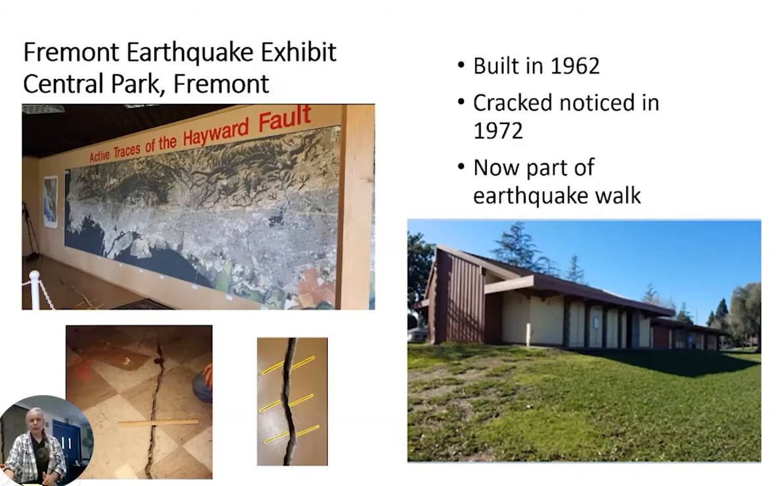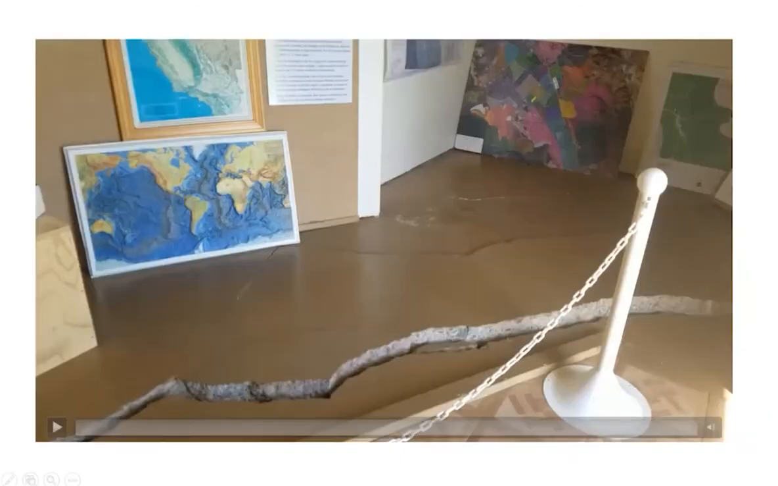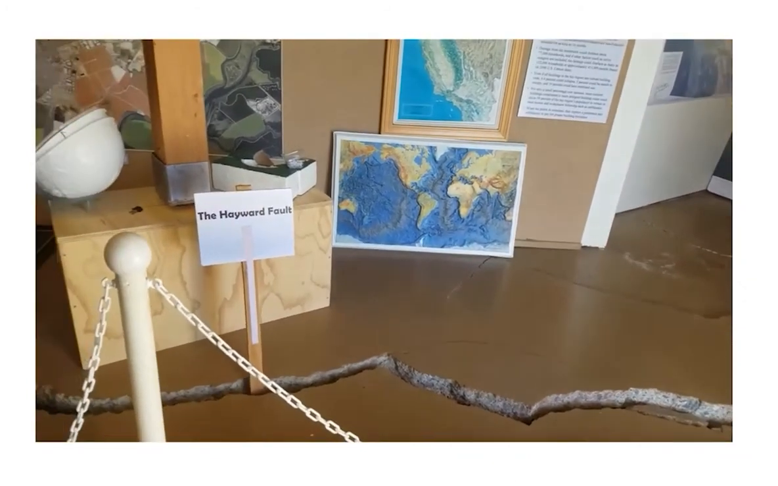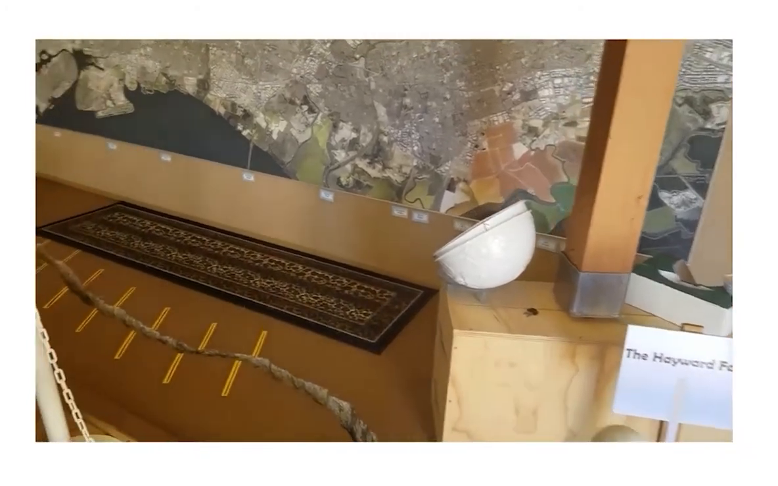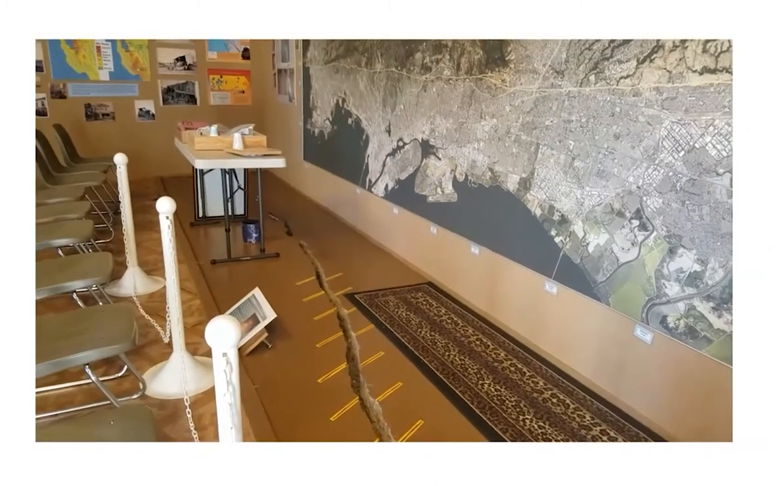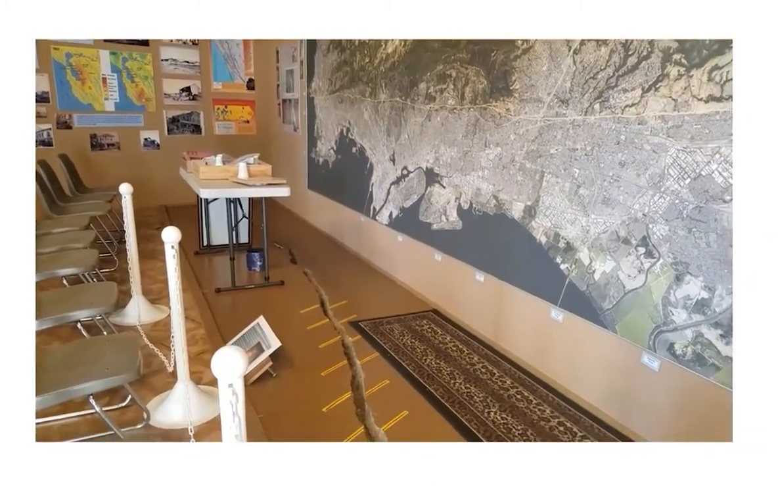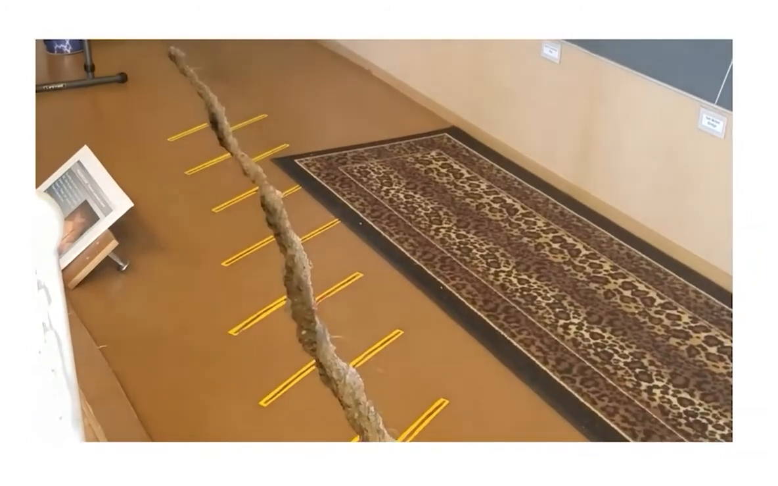Now let's take a look. Let's walk in. We are inside the earthquake exhibit in the community center in Fremont. As you can see, there's a crack in the ground. And what does that crack mean? Well, let's take a little closer look at it.